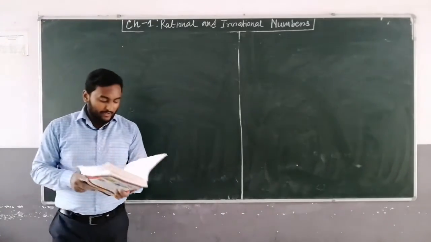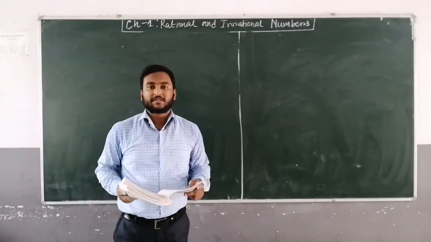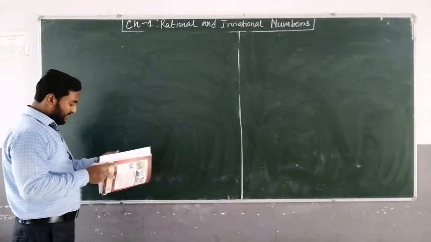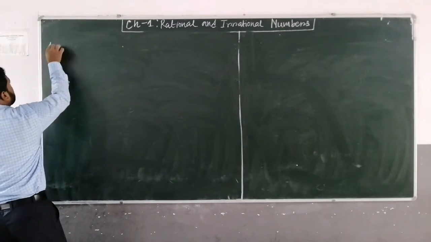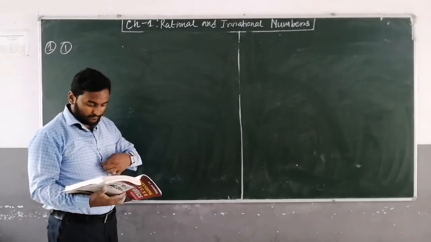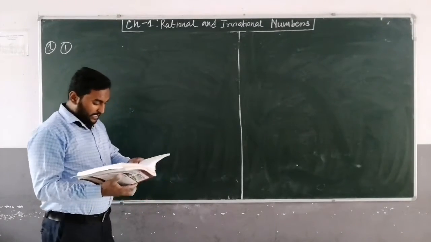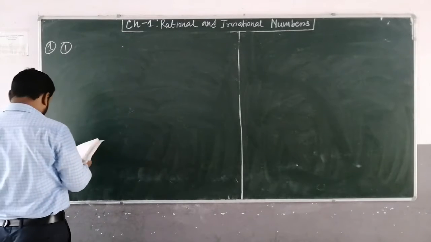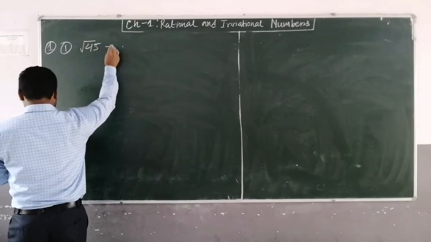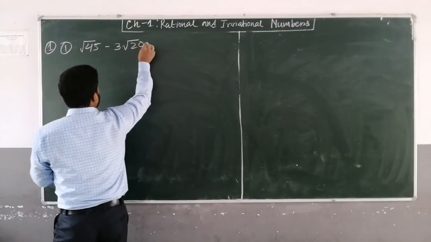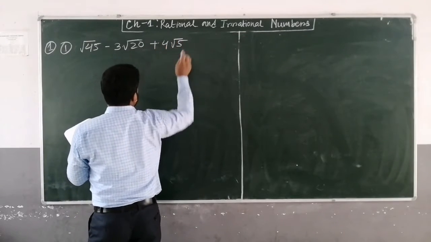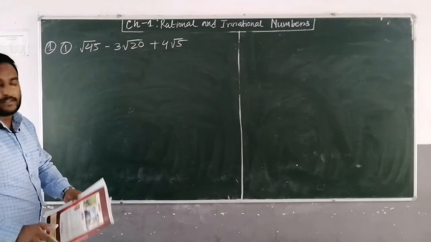See your book, in your book it is given the first question of exercise 1.4. Simplify the following. Question number 1, first part. It is given that under root 45 minus 3 root 20 plus 4 under root 5. Okay, you have to simplify this.